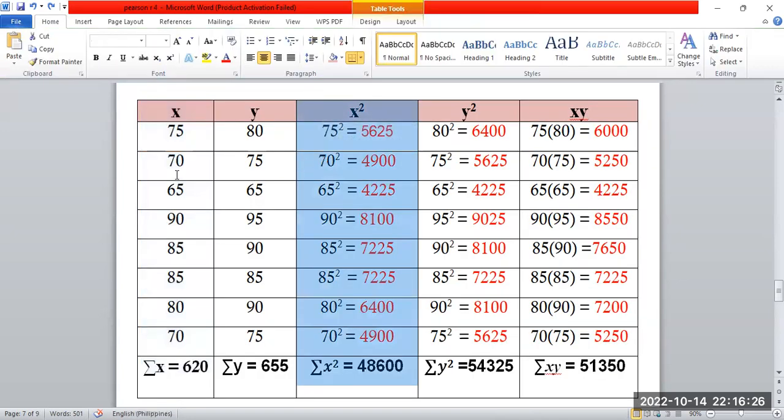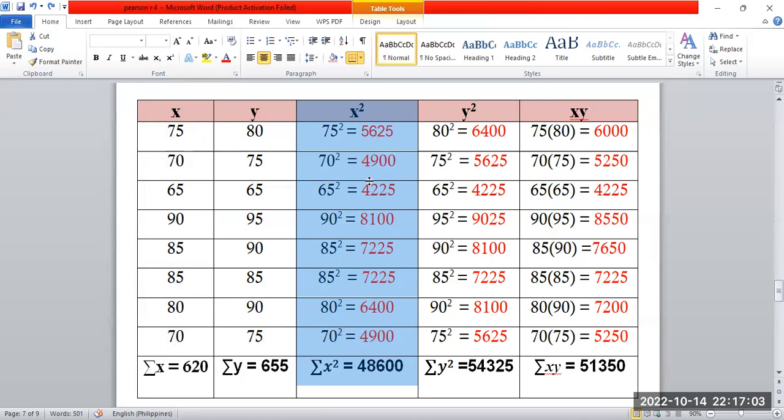And then for the next one, we have 70. That's 70 squared, that's equal to 4,900. 65 squared, that is equal to 4,225. 90 squared, that is 8,100. And then 85 squared is equal to 7,225. 80 squared is equal to 6,400. And 70 squared, that is equal to 4,900. And then after that, we need the summation.